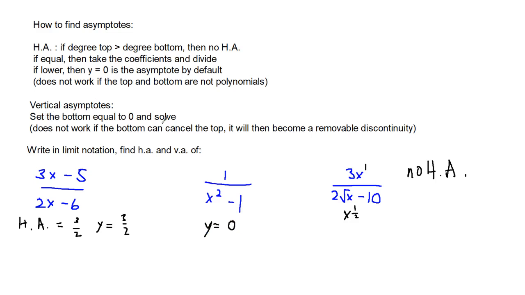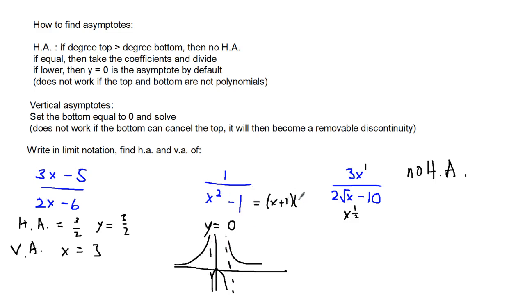Vertical asymptote, well, set the bottom equal to 0 and solve. So you set this bottom 2x minus 6 equal to 0. You solve it, you should get x is equal to 3, and that is your vertical asymptote right there. For this one, there's two vertical asymptotes. The graph actually goes something like this, it looks like a sad face, because there's two vertical asymptotes, one here and one here, and you could solve it algebraically because x squared minus 1 is just (x plus 1)(x minus 1). So the two vertical asymptotes are plus minus 1.